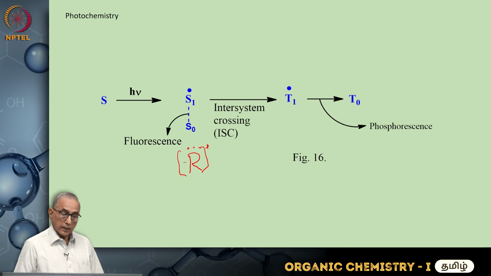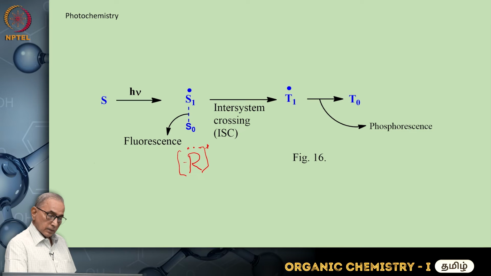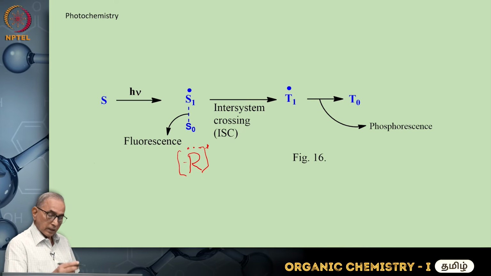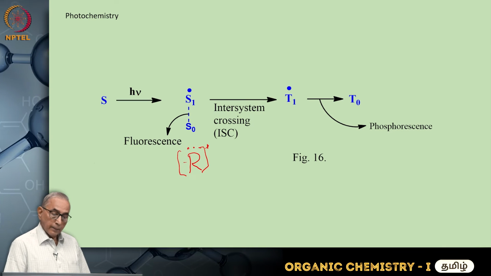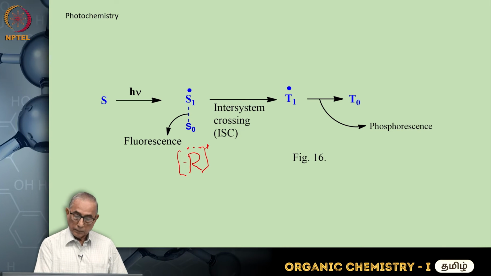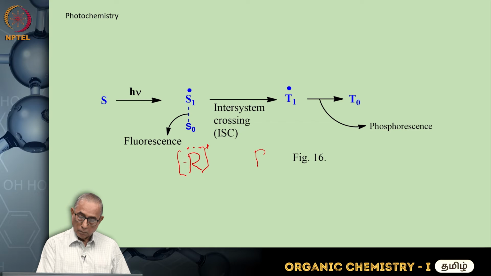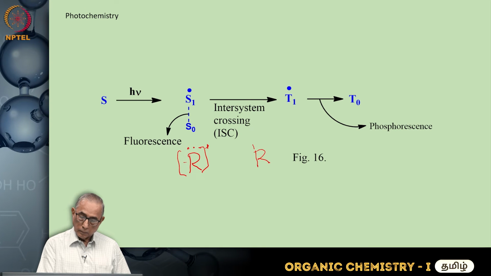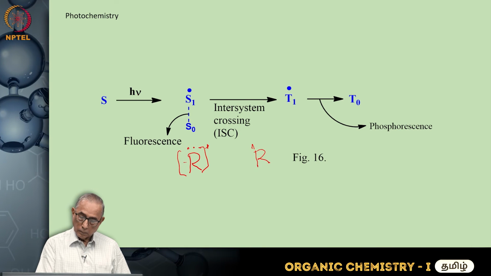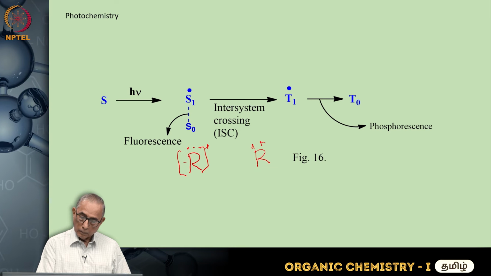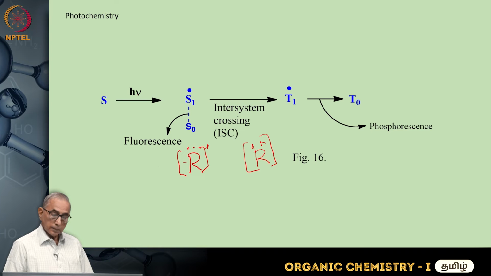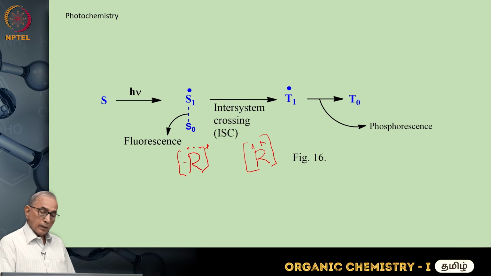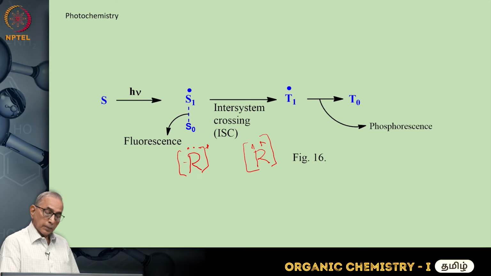this is the excited singlet state. The two electrons that I have shown are paired, just like in the molecule before absorption of light. Then when it goes to the triplet state, the two electrons are parallel. Here the anti-parallel, opposite, becomes parallel.